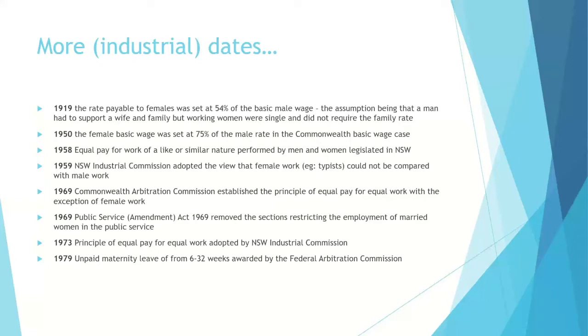In 1958, equal pay for work of a like or similar nature performed by men and women was legislated in New South Wales. But then in 1959, the Industrial Commission formed the view that female work, for example, being a typist, couldn't be compared with male work. In 1969, the Commonwealth Arbitration Commission established the principle of equal pay for equal work with the exception of female work.